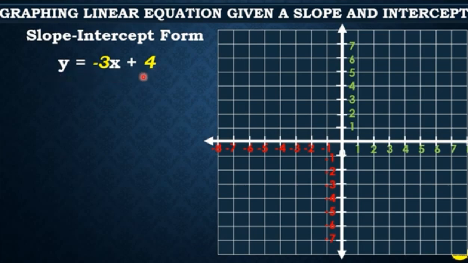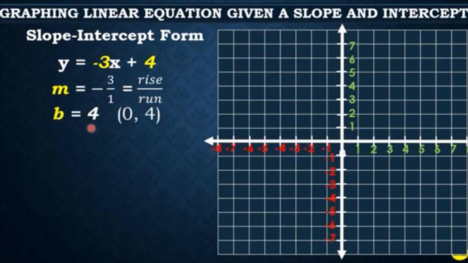Since naka-rewrite na siya as slope-intercept form, ma-identify natin ang m, which is negative 3. And negative 3 is equivalent to negative 3 over 1. Bakit ko siya ginawang ganito, negative 3 over 1? Para makita natin yung rise and run. Okay? And then your y-intercept is 4. So, that is (0, 4).